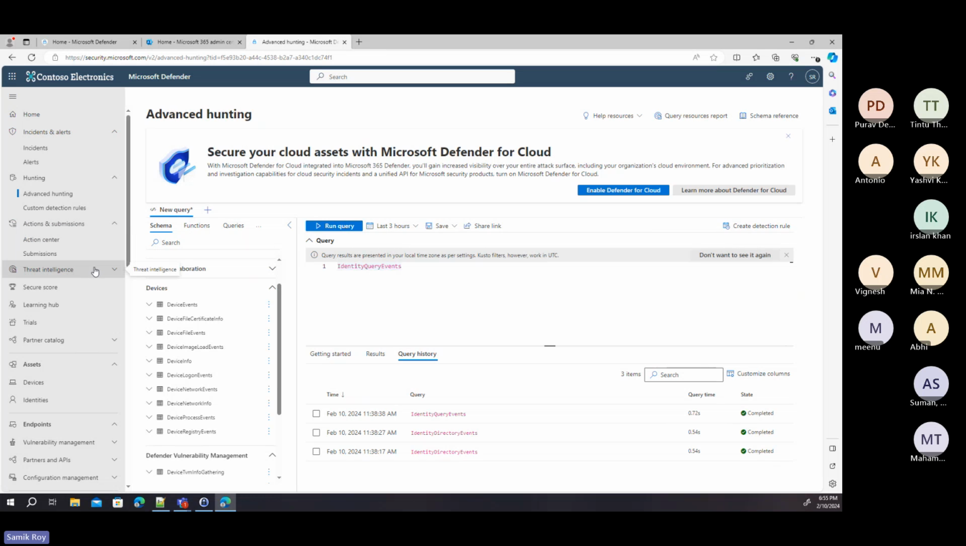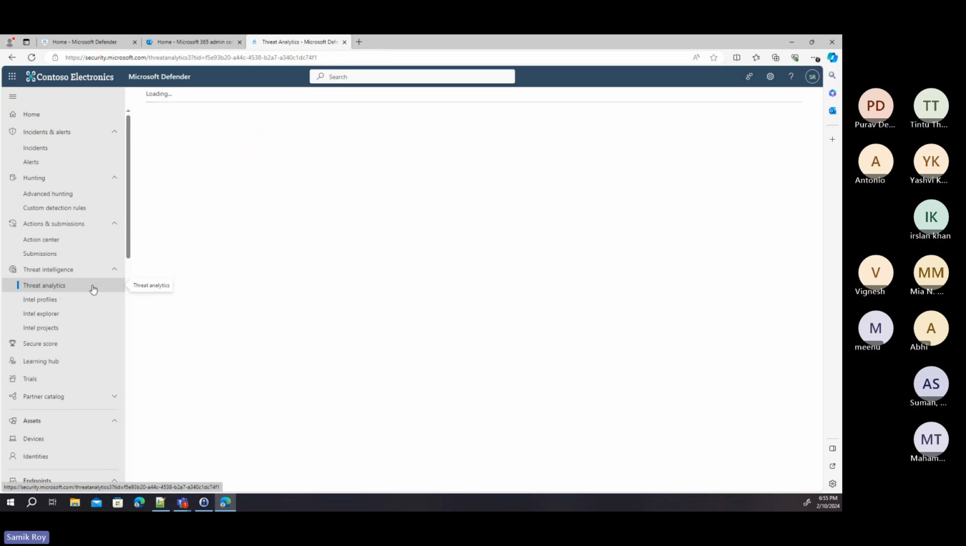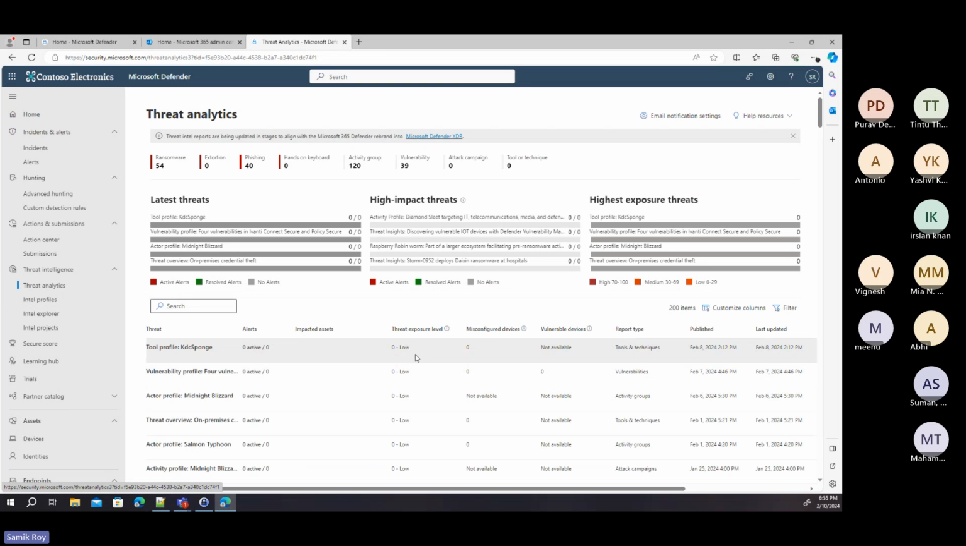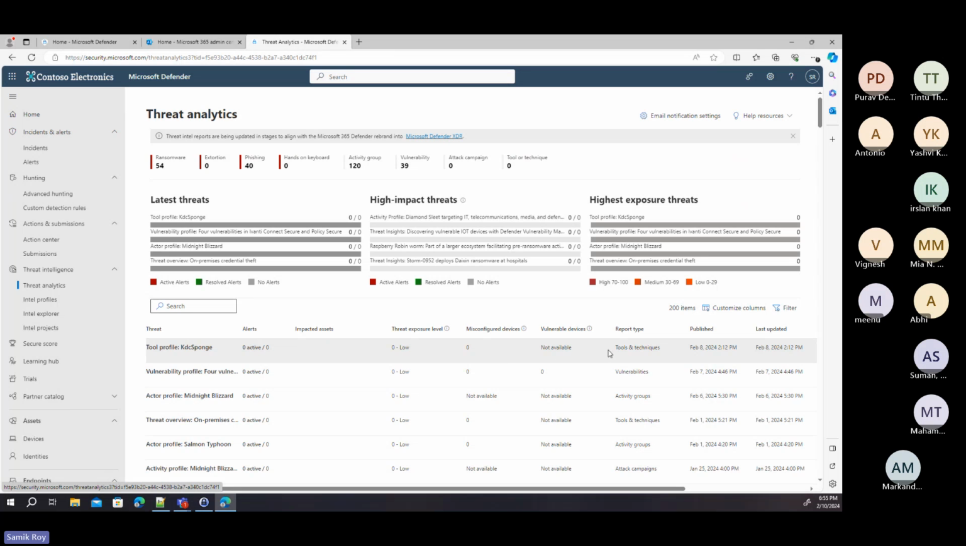The next thing is threat intel. This is where Microsoft gives an overview of ongoing threats, what's going on, what the probability is, and what the public appearance of that threat is, so that you are also aware of the threats going on in the threat landscape.